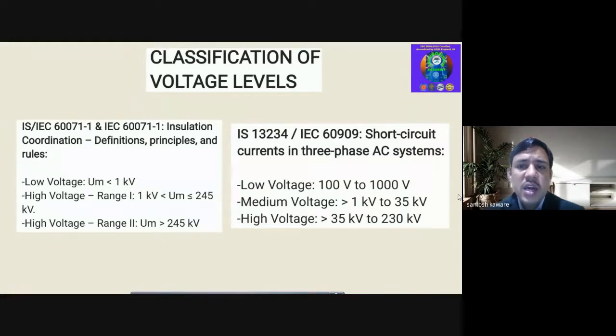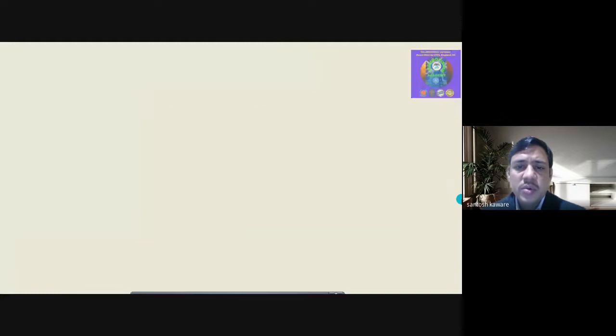Again, in IEC 60909, whenever they talk about short circuit currents in three-phase AC systems, again they have defined these voltage levels. Low voltage, they are treating from 100 volt to 1000 volts. Then medium voltage comes beyond 1 kV to 35 kV, and high voltage beyond 35 kV to 230 kV. So like this, these are standards across the globe.